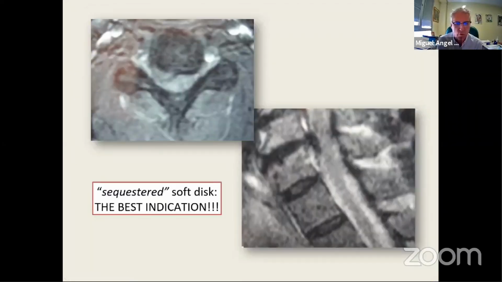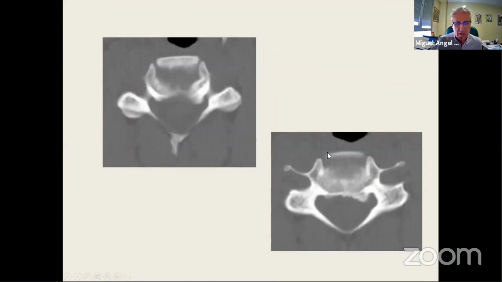So the best indication to my mind is the so-called sequestered soft disc. This is one of the posterolateral discs producing nerve root compression, and you can see how this fragment in some instances may even penetrate and disrupt the posterior common ligament, so you will find the fragment in between the ligament and dura mater. This is one of the cases of foraminal stenosis.